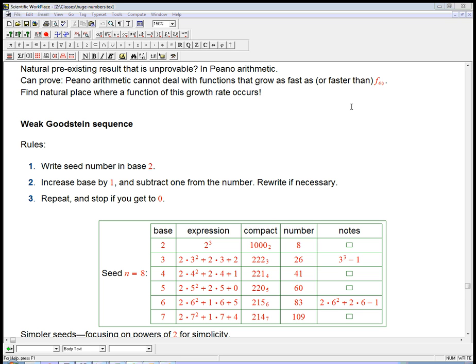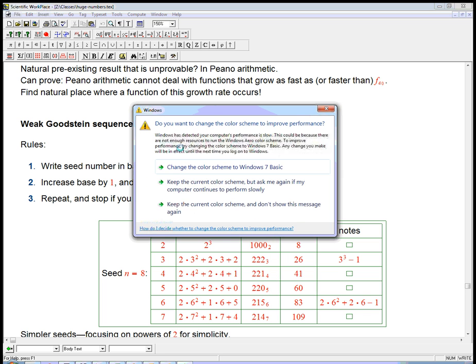Well, to start out, I'm going to produce something that doesn't grow as fast as this guy, not nearly. It's still pretty fast growing. And it's a toy model of the real thing. So the real thing is going to be called the Goodstein sequence, and this is the weak Goodstein sequence.